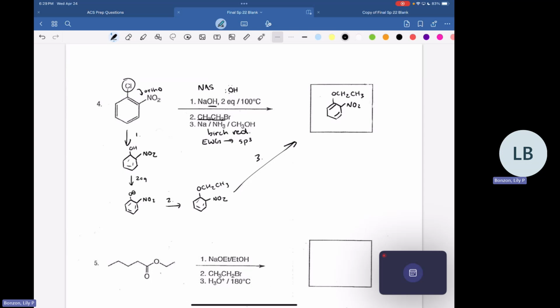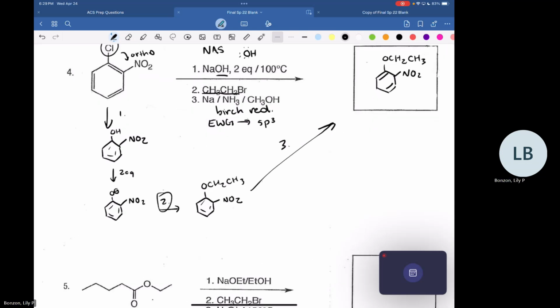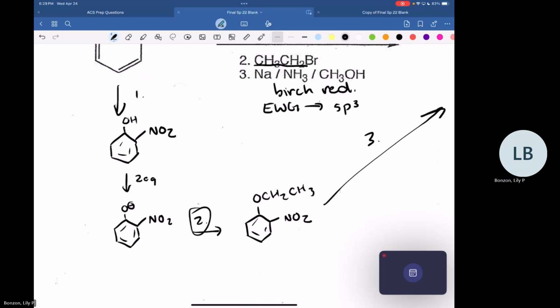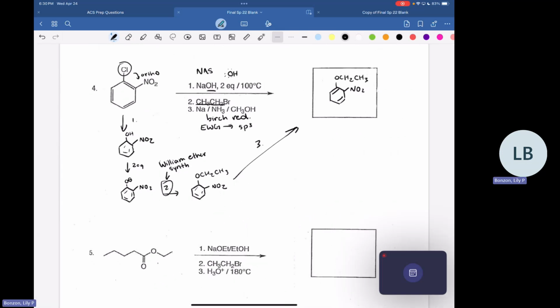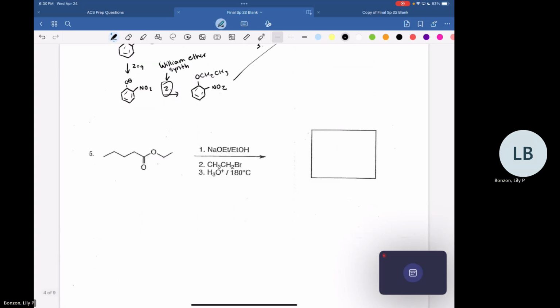I'm going to move on to the next one. So, the second step right here. Yes, that one's, oh, the second equivalent of the NaOH. Oh yeah, this one's the Williamson ether synthesis. I believe that's in the ethers and epoxides chapter. I think that's 14, so you can find it in there.